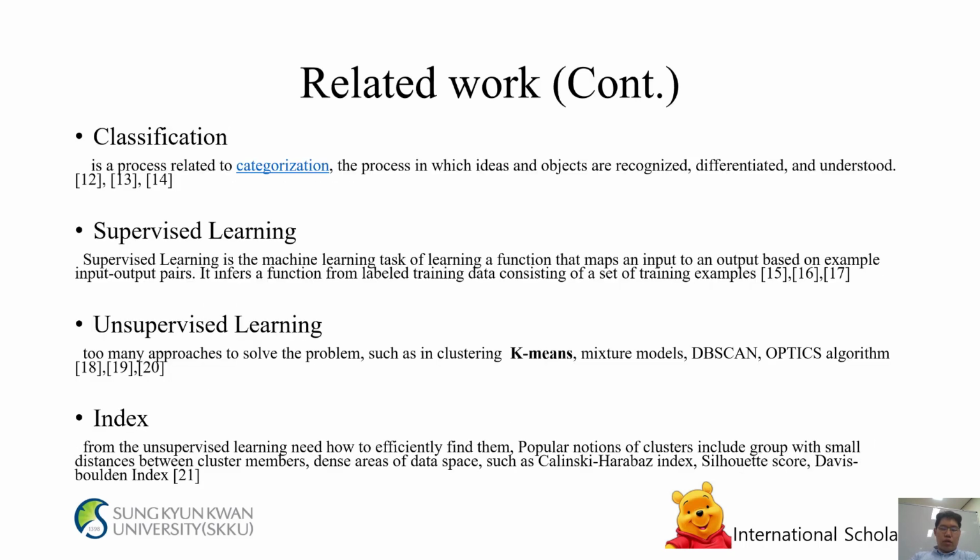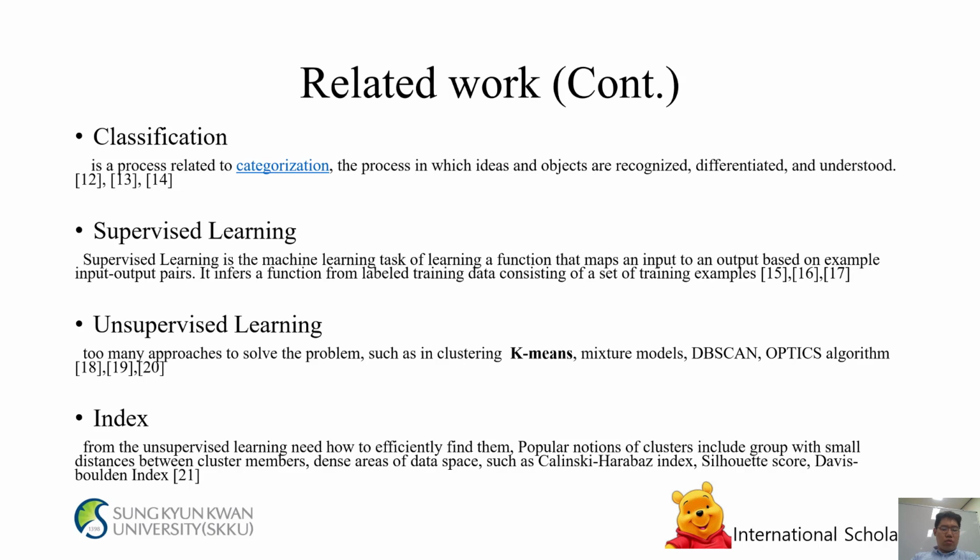Related work continues. Classification is a process related to categorization, the process in which ideas and objects are recognized, differentiated, and understood, references 12, 13, and 14. Supervised learning is a machine learning task of learning a function that maps an input to an output based on example input-output pairs. It infers a function from labeled training data consisting of a set of training examples, 15, 16, and 17.